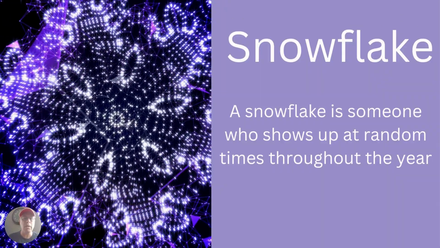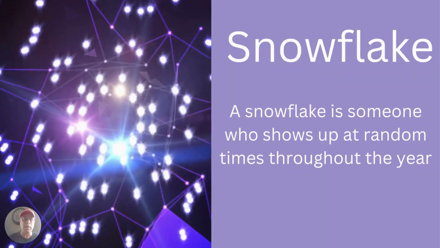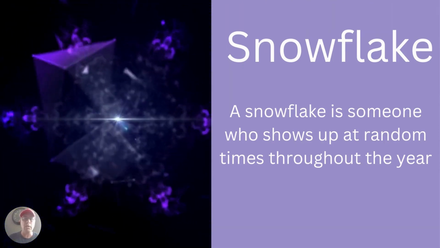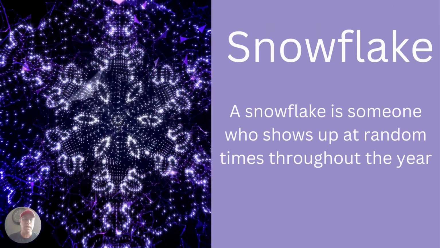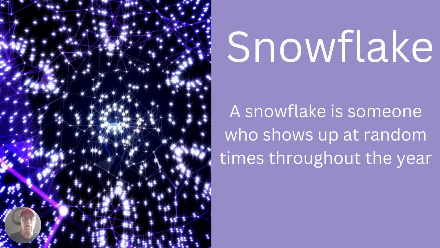Another term you might hear is a snowflake. So a snowflake is someone who shows up at random times throughout the year. So not necessarily here for 3 or 4 months in a row, but might come for a month and then skip a month and come down for a couple of weeks or come down for 3 weeks, that type of thing. So that's the definition of a snowflake.